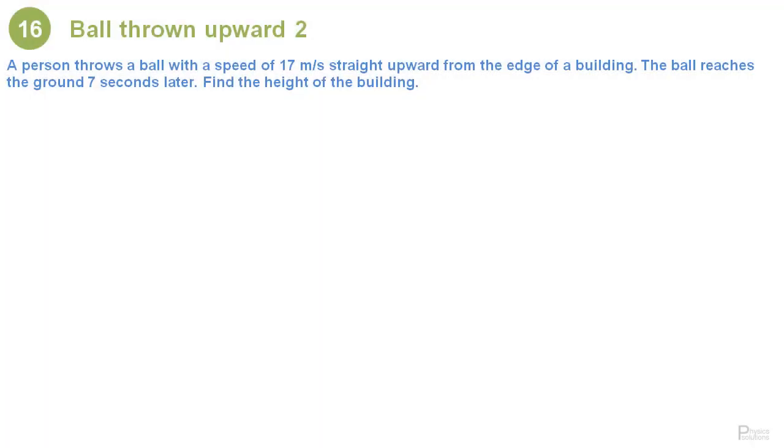A person throws a ball with a speed of 17 meters per second straight upward from the edge of a building. The ball reaches the ground 7 seconds later. Find the height of the building. You know the drill by now.